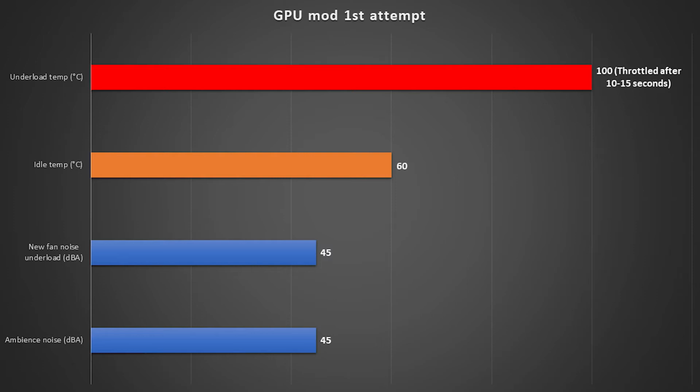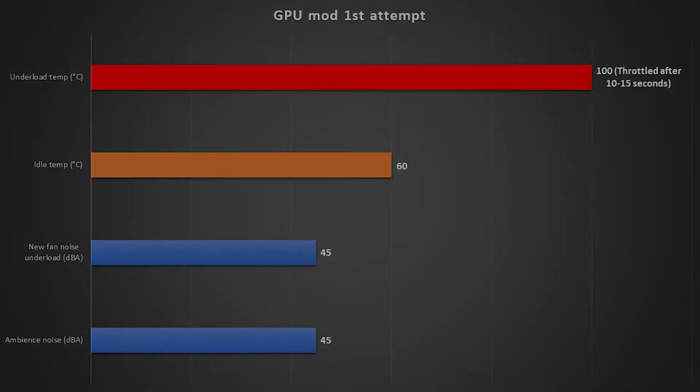However, the temperature goes to 100 degrees Celsius after just 10 seconds or so. At this point, the PC just shut off completely. So we need to tweak some things again.